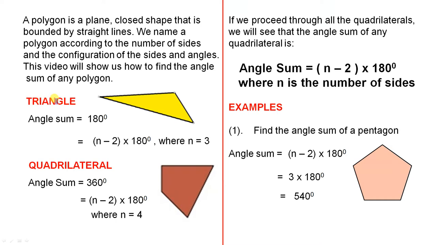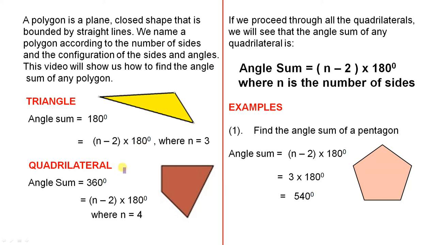Now, one of the simplest polygons is the triangle, which is a three-sided plane shape where the sides are straight lines. We have already seen that the angle sum of the triangle is 180 degrees. In other words, the sum of those three angles will be 180 degrees. That can also be obtained by this simple formula, which is n minus 2 times 180, where n equals 3, because there are three sides. So 3 minus 2 gives us 1. 1 times 180 is 180. So that particular formula can be used to find the angle sum of a triangle, which has three sides.